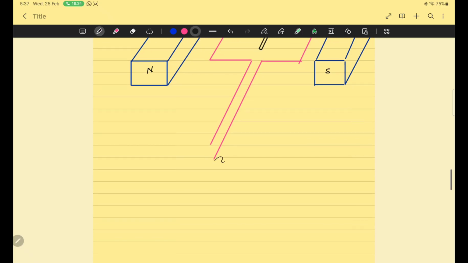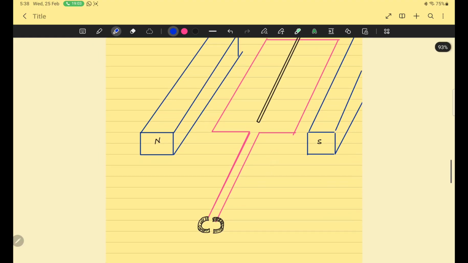This is the first end of the coil and it is connected with the commutator. So what is commutator? I'm going to explain. One end of the coil is connected with one piece of commutator and the other end of the coil is connected with the other piece of commutator. So these are two commutators.